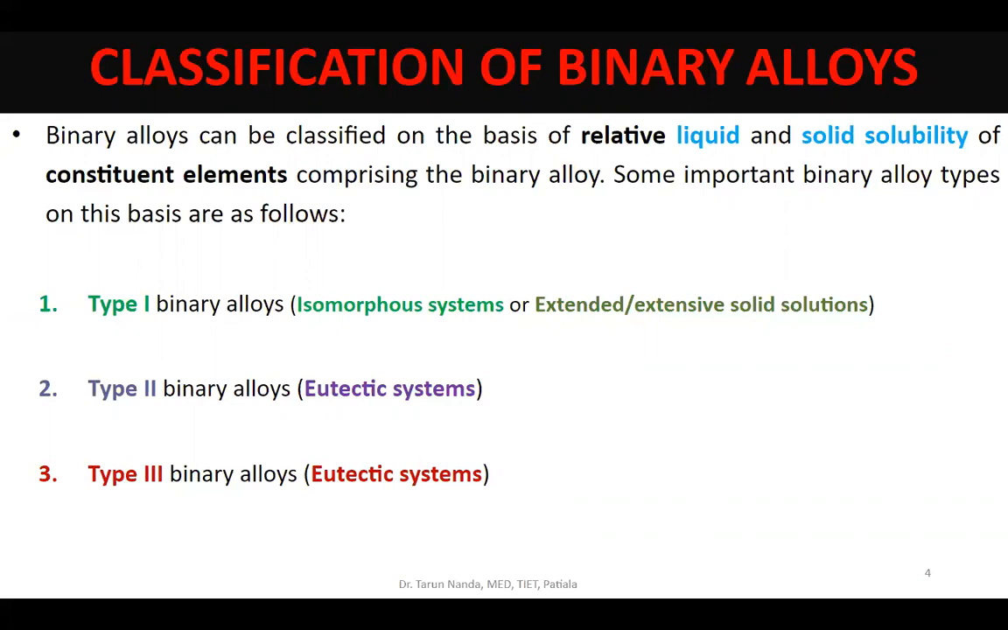And on this basis, the binary alloys are of three main types. Type 1 binary alloys, which are also called isomorphous binary systems, or extended or extensive solid solution alloy systems. Then we have type 2 binary alloys, which are also referred to as eutectic systems. And the last category is type 3 binary alloys, which are also eutectic systems. Now type 2 and type 3 are both eutectic systems, but there are some points of difference between the two, which we'll discuss when we take up these systems in more detail.